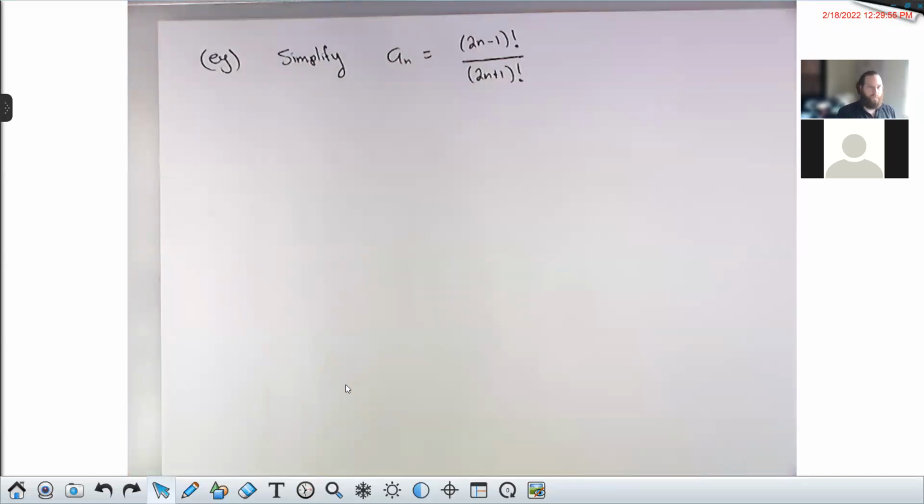That's correct. Yeah, so if 2 factorial is that, the next one would be 3 times 2 times 1.